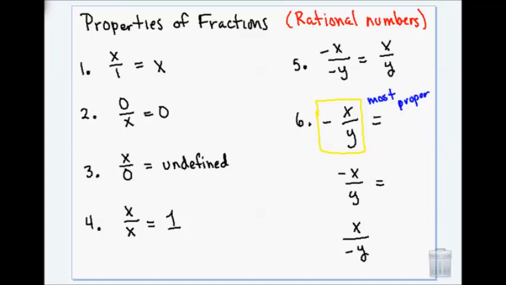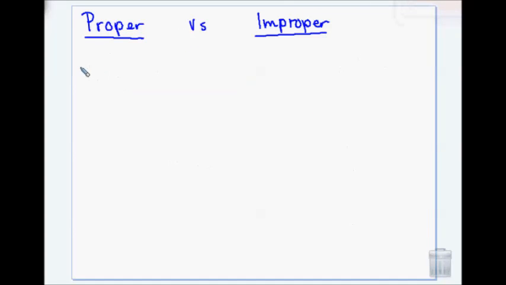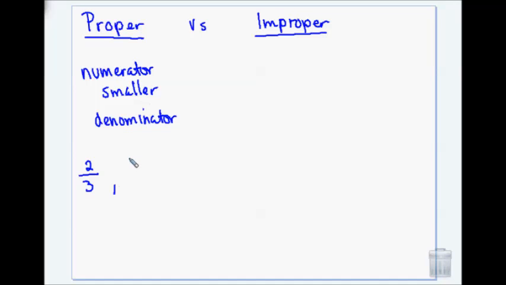Proper fractions have a numerator that's smaller than the denominator. Okay, so these are proper. And they can even be big. I can have 250 as long as I have something bigger on the bottom. That's proper. You're smaller on the top than on the bottom. Improper fractions, the numerator is larger than the denominator.